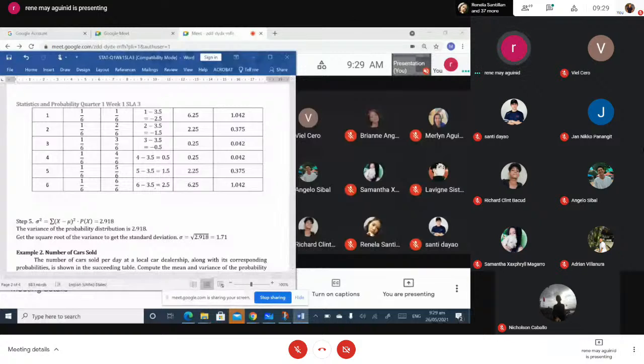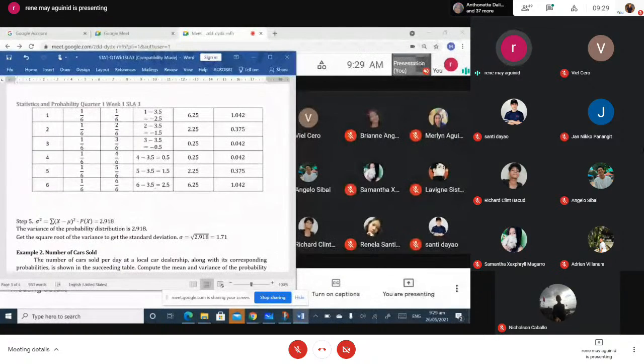Okay? Gets? So when you solve for sigma squared, the variance, you sum up everything in the last column. When you add this, you will get 2.918. You just add it, you don't divide. Then of course, if you have the variance of 2.918, the standard deviation is the square root of 2.918.